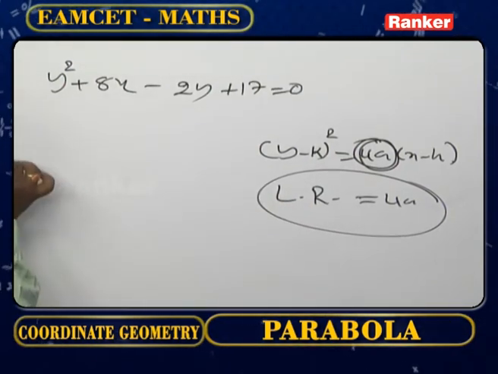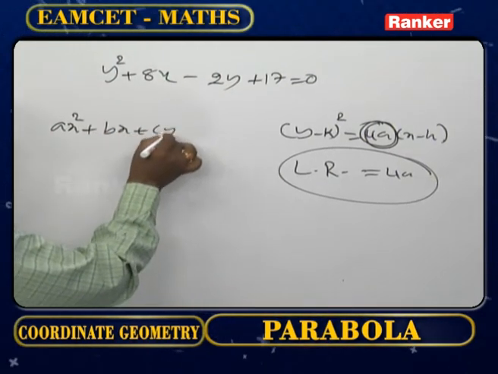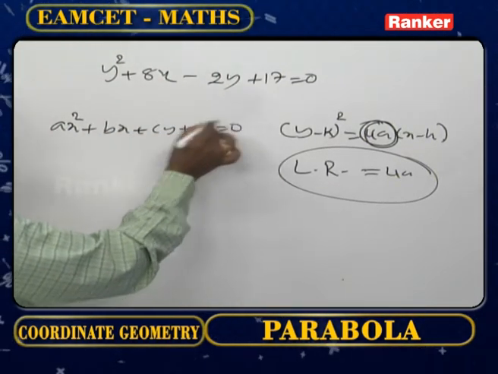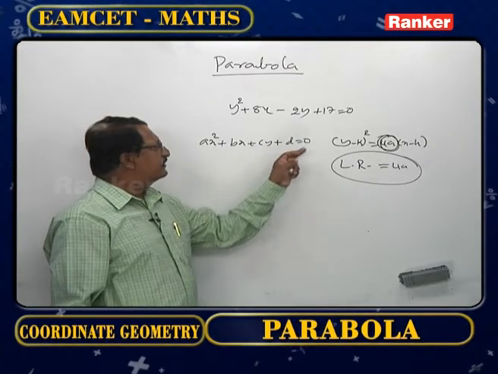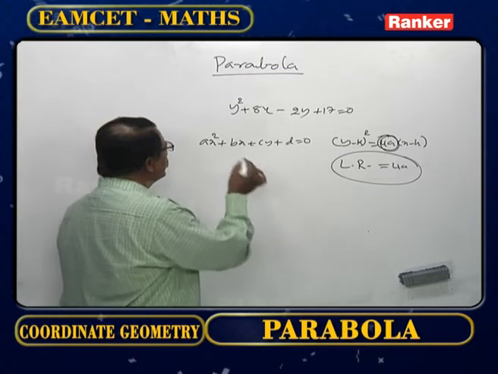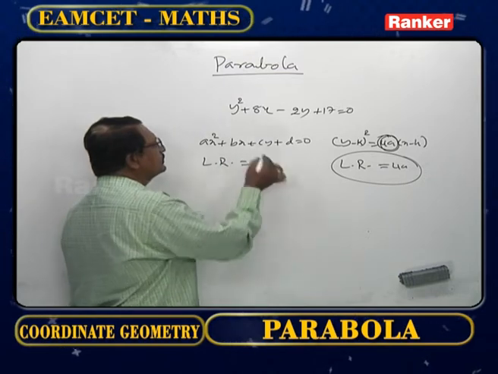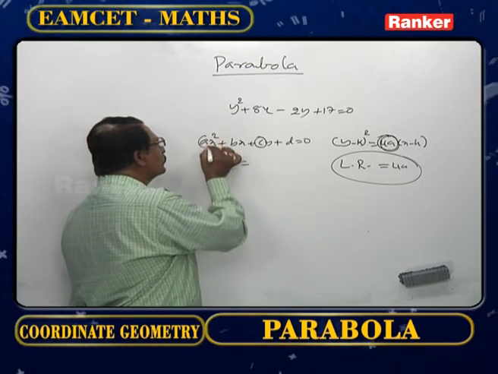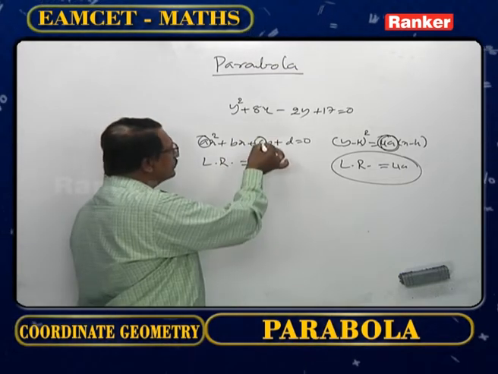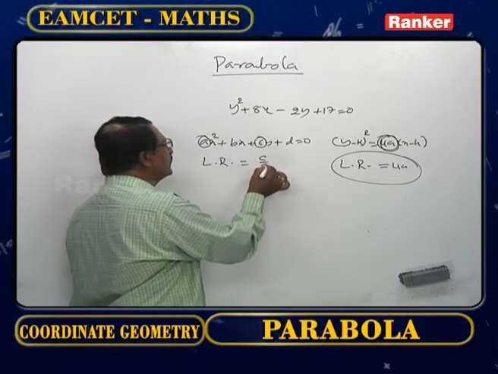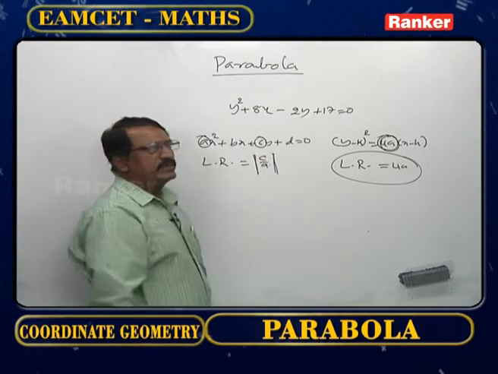If suppose the parabola equation is ax square plus bx plus cy plus d equals 0, then the length of the latus rectum equals the coefficient of y by coefficient of x square, because here the second degree term is x. So c by a. But length is always a positive quantity, so put in modulus.